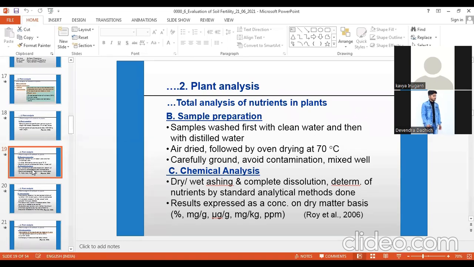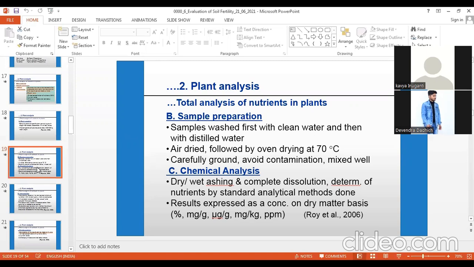In chemical analysis, you have carbon, hydrogen, oxygen, and minerals in the plant tissues. So you need to remove carbon, hydrogen, oxygen, or you need to solubilize the elements. So for solubilization of elements, you need dry ashing or wet ashing, means by which you can bring nutrients in elemental form. So dry or wet ashing is helpful, and complete dissolution and determination of nutrients by standard analytical methods. So first you need to bring the nutrients in the form of solution, and you need to destroy the carbon, hydrogen, oxygen of the plant sample.